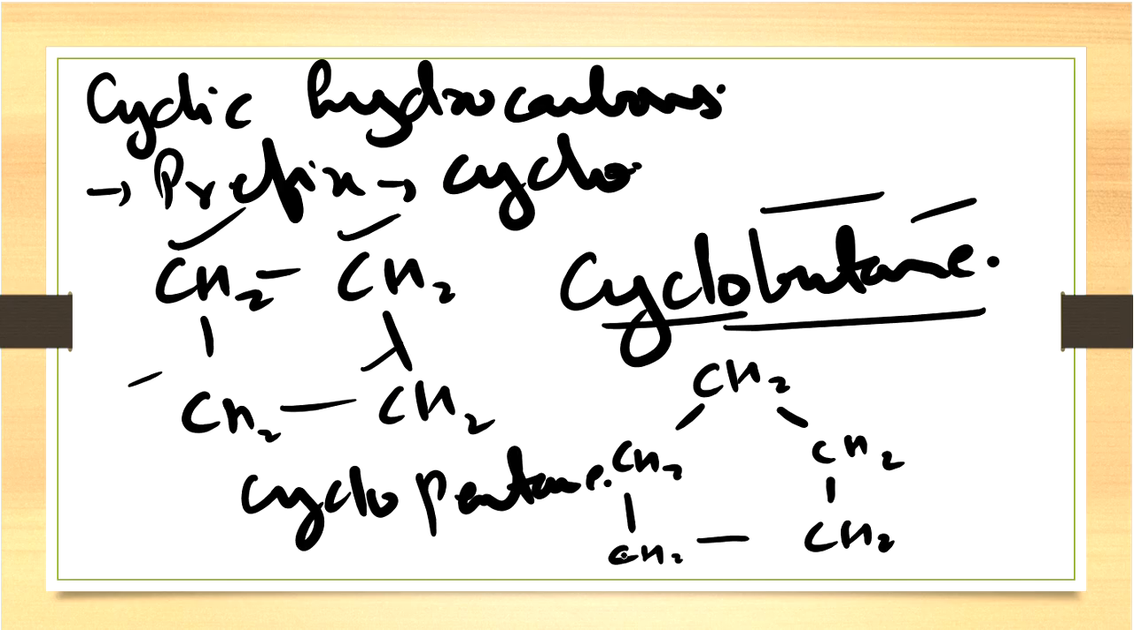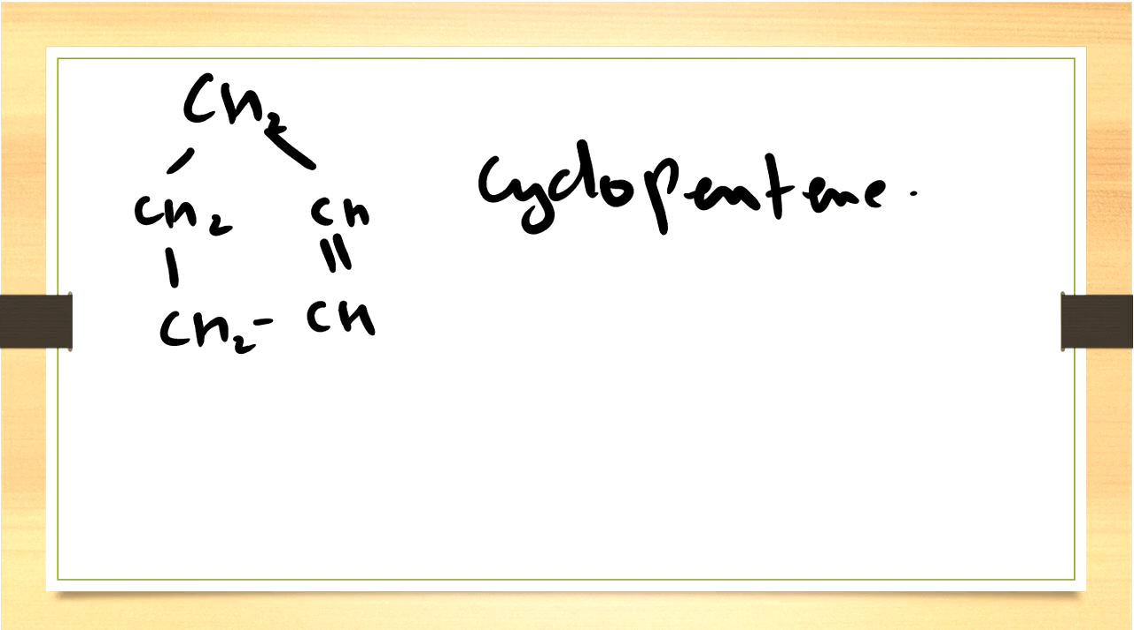Next, CH2 CH2 CH2 CH2 CH2. 5 carbon atoms are there, and the cyclic form is also there, so the name will be cyclopentane. Next, CH2 CH2 CH, CH2 double bond CH. In the cyclic form, write cyclo here, and then pent, and one double bond is there, so it will be ene. So cyclopentene.